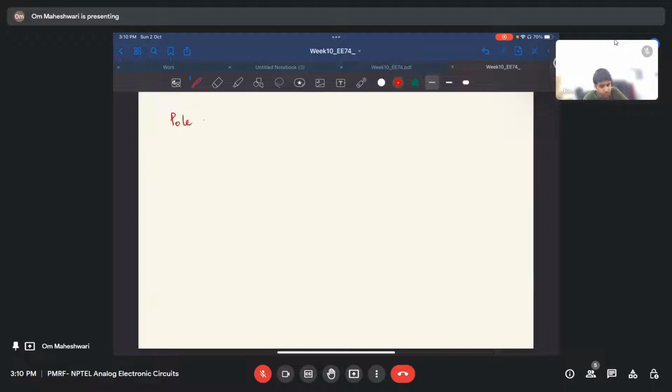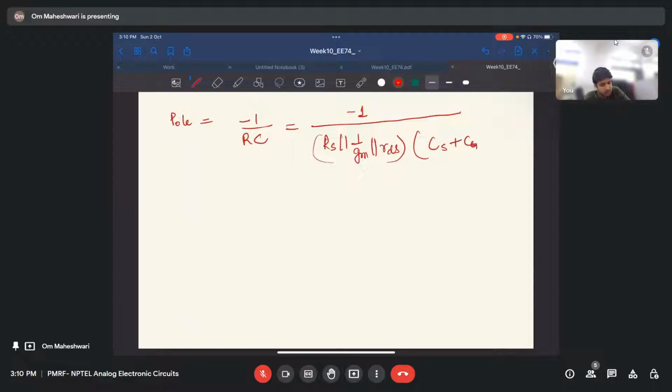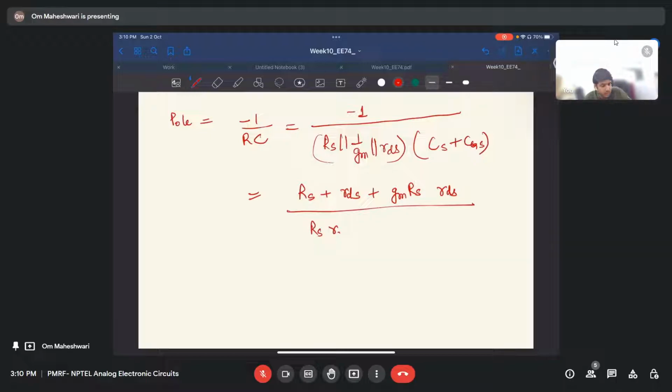So pole equals minus 1 by RC, which is minus 1 by RS parallel 1 by GM parallel RDS, times CS plus CGS. If we solve it, we should get in the formulation RS plus RDS plus GM RS RDS, whole divided by RS RDS times CS plus CGS. So this will be our pole, and yeah, minus will be there.